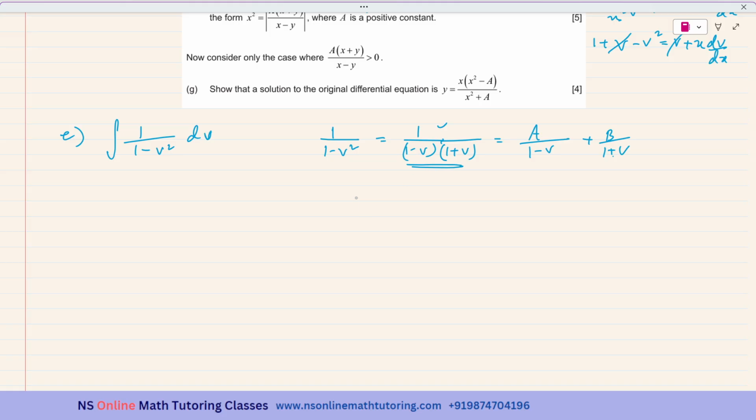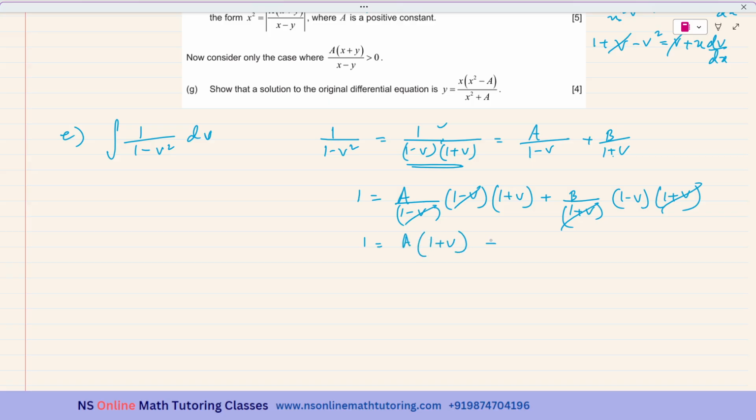So the left hand side becomes equal to 1, equal to a over 1 minus v times 1 minus v times 1 plus v, plus b over 1 plus v and 1 minus v times 1 plus v. Okay, these two cancel and these two cancel. So it is 1 equal to a times 1 plus v and b times 1 minus v. Okay.